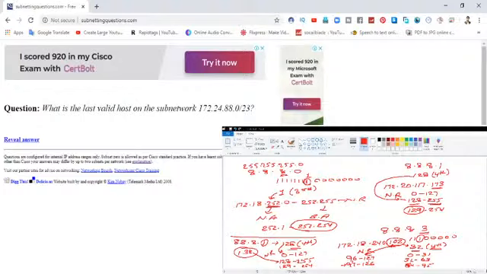What is the last valid host on the subnetwork? The answer would be 172.24.89.254. 89.254 would be the last valid host. Let us check. 89.254, right?